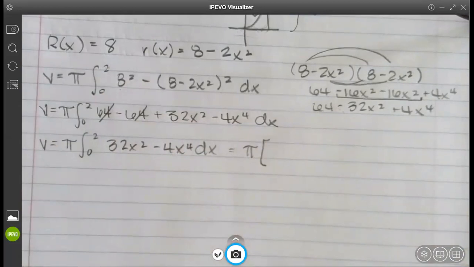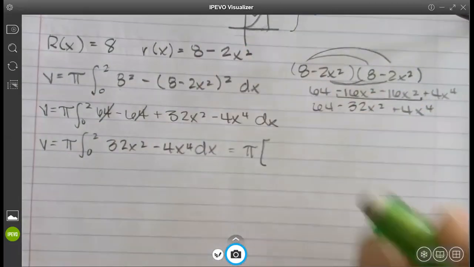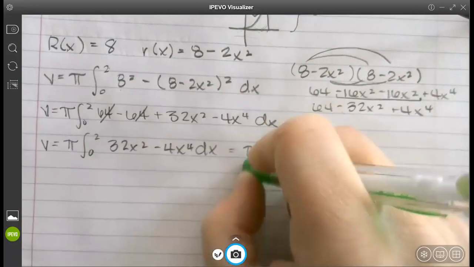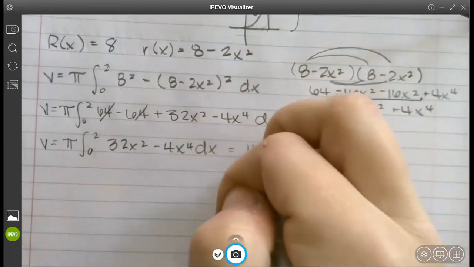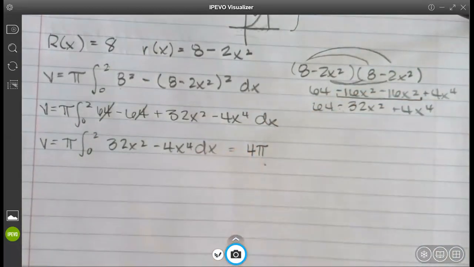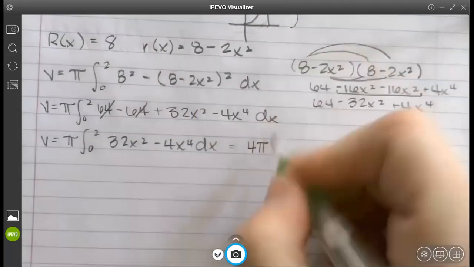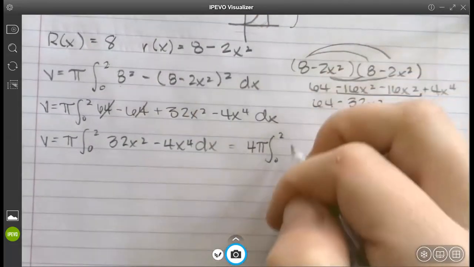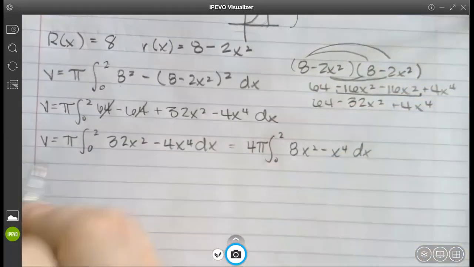And then I can integrate. Actually, I don't want to integrate here. What can I do? A 4, right? Don't pull out the x's. Remember, we don't ever have x's out here. We want to integrate the x. I can pull out constants, right? So I'm going to pull out that 4. 0 to 2 of 8x squared minus x to the 4th dx.